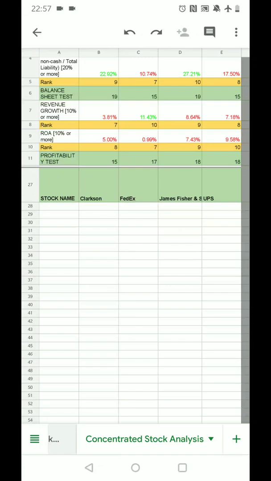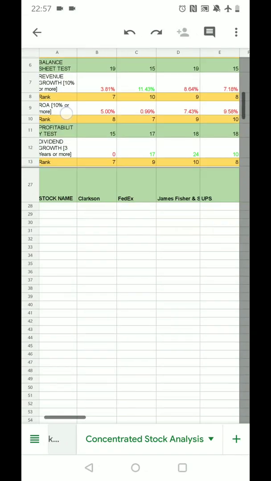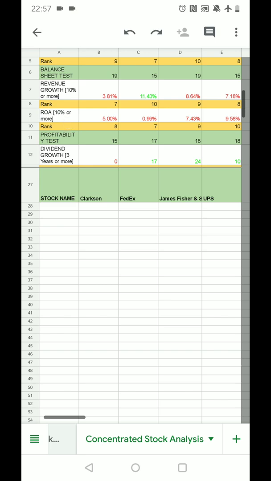Now we move on to the next one, which is our dividend safety test. The first metric on there is the dividend growth rate. This is the number of years the dividend has grown year over year.